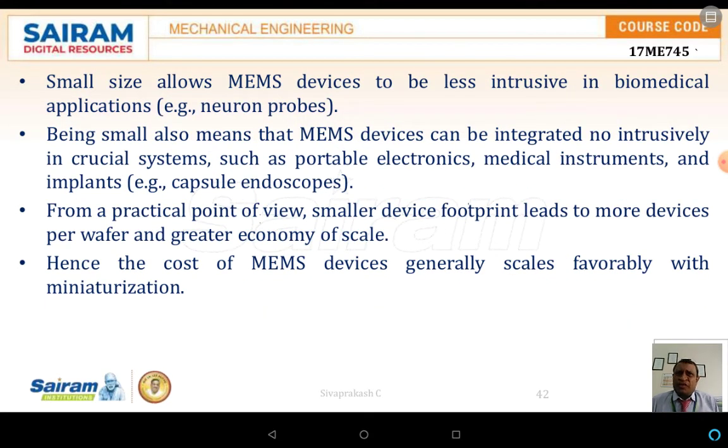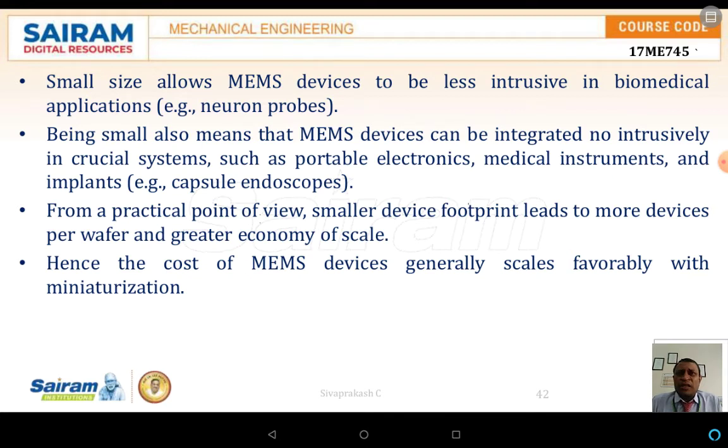The smaller the size of the MEMS, the less intrusive the devices are in biological applications, especially for insertion in the nerves, or directly into the human body itself. Being small also means that MEMS devices can be integrated into crucial systems such as portable electronic devices, medical instruments, or even implants. The best example is the capsule endoscope.